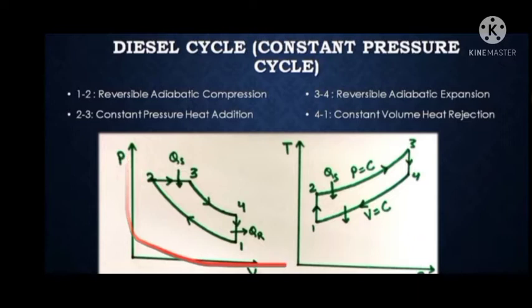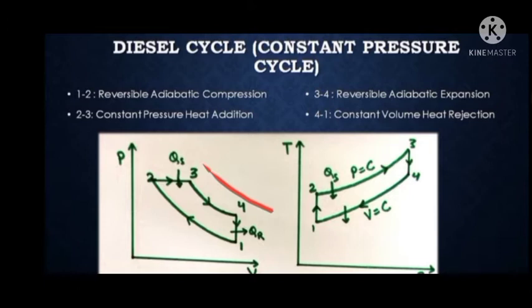This is a PV diagram and this is a TS diagram. In PV diagram, reversible adiabatic process is from 1 to 2. 2 to 3 is a constant pressure process, constant pressure heat addition. If you remember, in Otto cycle, 2 to 3 was a constant volume heat addition. Similarly, 3 to 4 is a reversible adiabatic expansion. In Otto cycle, 3 to 4 was also a reversible adiabatic expansion. Same. From 4 to 1, 4 to 1 is constant volume heat rejection.